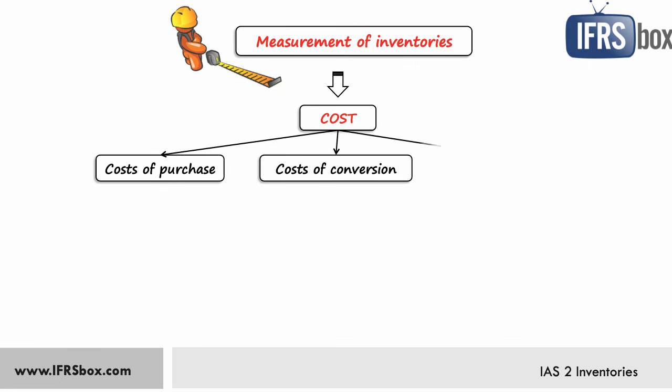The third element is other costs, and we include any other costs into the cost of inventories only if they are incurred in bringing the inventories to their present location and condition.